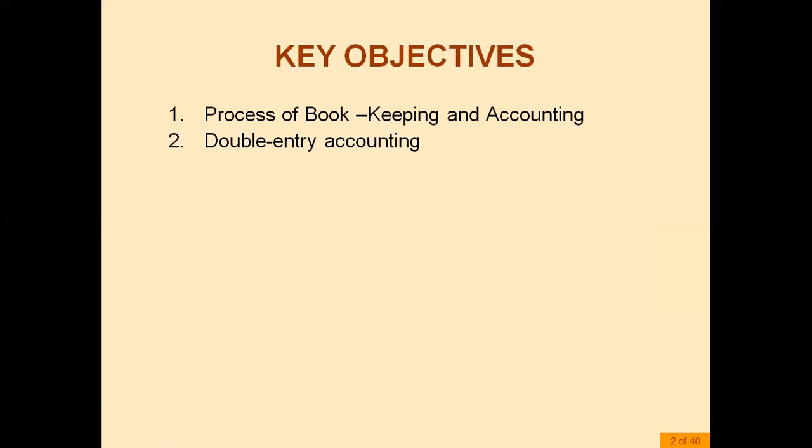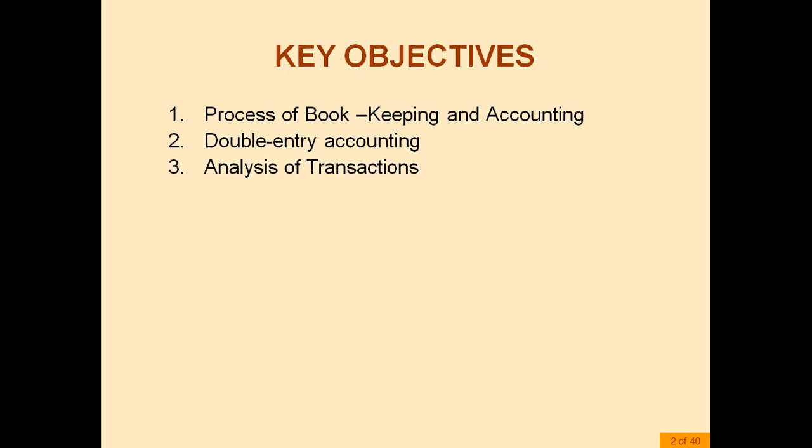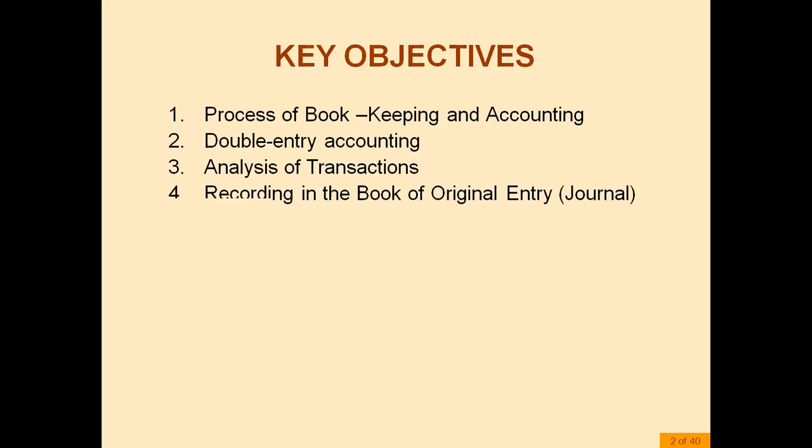The key objectives of this module are: number one, we have to understand the process of bookkeeping and accountancy in brief, right from identification of transaction to the preparation of the financial statement. Secondly, we will understand the double entry system of bookkeeping and the concepts related to it. Similarly, we will analyze the transaction and identify the two accounts which are involved in it. Fourthly, we will understand the recording in the books of original entry. What are the various rules to prepare the journal and subsidiary books?